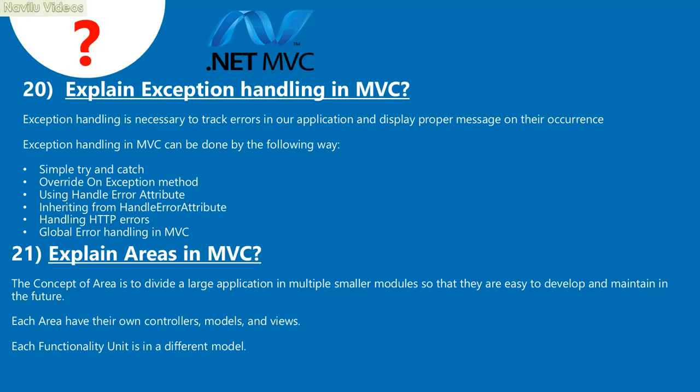21. Explain areas in MVC. The concept of area is to divide a large application into multiple smaller modules so that they are easy to develop and maintain in the future. Each area has its own controllers, models, and views. Each functionality unit is in a different module.